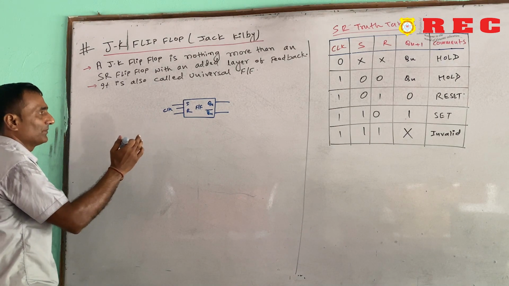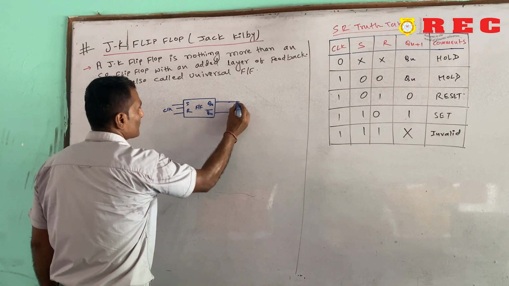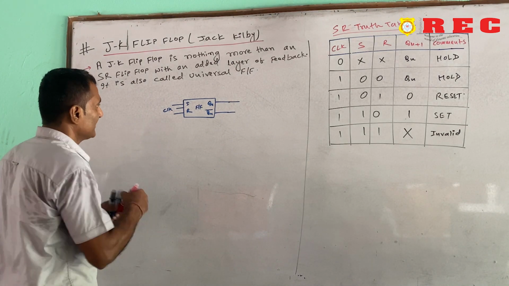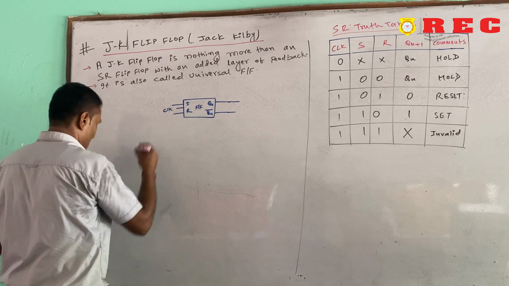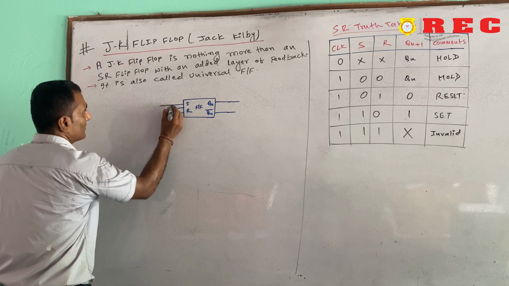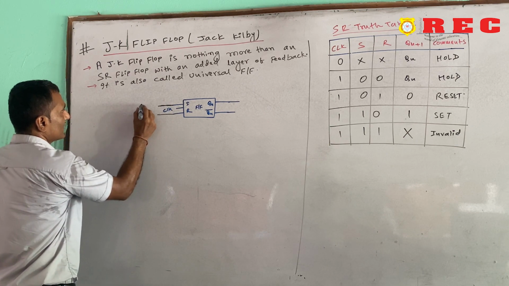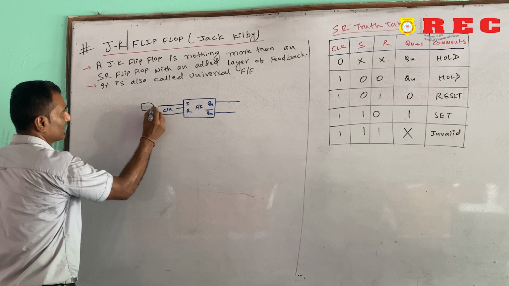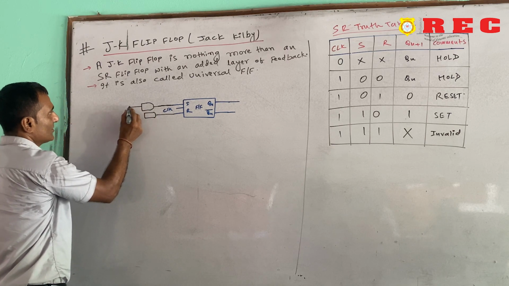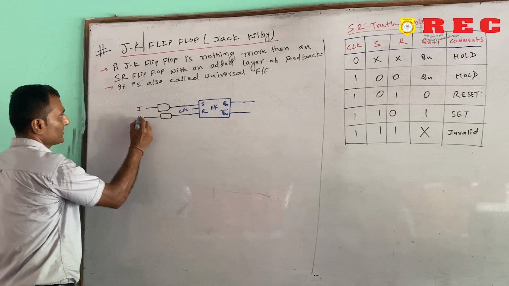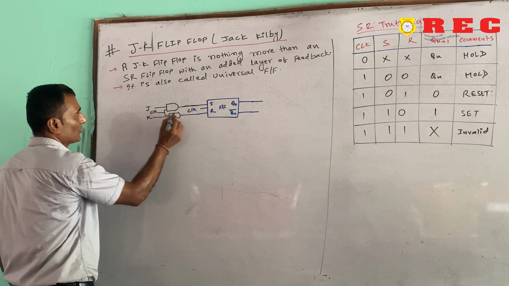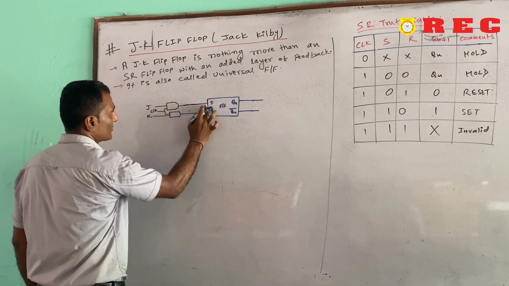With the help of this we will create the JK flip flop. So nothing to worry, we will add only AND gates in the circuit and give the feedback. Suppose we are adding here 2 AND gates, and this point is J, this point is K, and this is our CLK. This is the clock pulse, we are replacing it here.